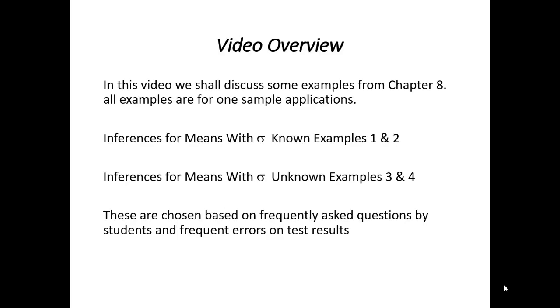So to provide an overview, we're going to discuss examples involving inferences for means with population standard deviation known. We'll look at these in examples 1 and 2, and then also inferences for means when sigma is unknown. We'll examine this in examples 3 and 4. Again, the examples are based on frequently asked questions by students and frequent errors on test results.